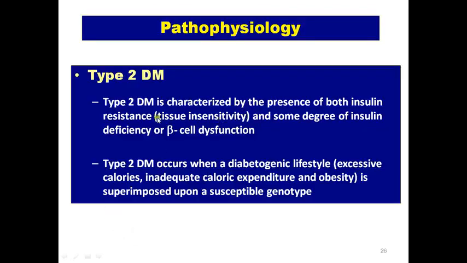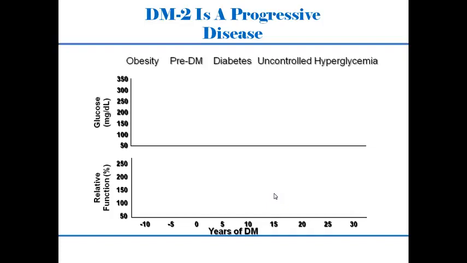Type 2 is the presence of both insulin resistance, insensitivity, and some degree of deficiency or beta cell dysfunction. It occurs when a diabetogenic lifestyle, excessive calorie intake, eating too much, and inadequate calorie expenditure, meaning no exercise, a sedentary lifestyle, and obesity, the weight gain, is superimposed upon a susceptible genotype. So there is a genotype running in the family, and then the patient is not having a good lifestyle, he is sedentary, he eats a lot of fast food, and he is getting obese, so he will develop type 2 diabetes.